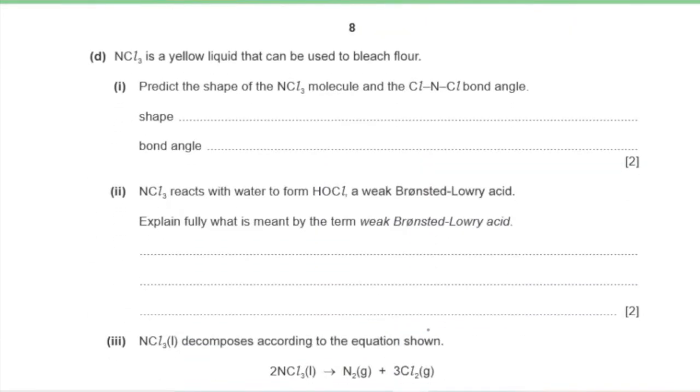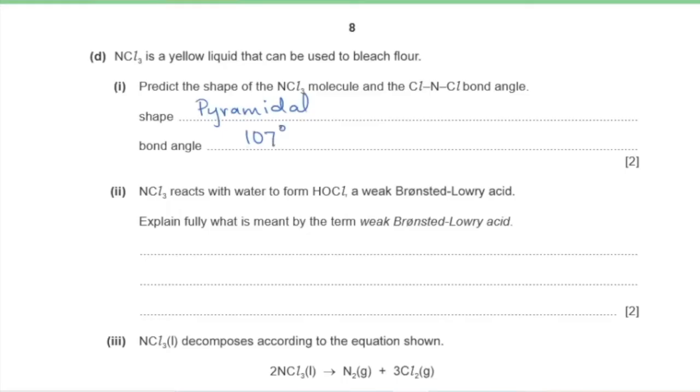Part D, NCl3 is a yellow liquid that can be used to bleach flour. Predict the shape of the NCl3 molecule and the Cl to N to Cl bond angle. Now, nitrogen has a lone pair of electrons after bonding to 3 chlorine atoms, just like the NH3 ammonia molecule. So NCl3 has a pyramidal shape and has a bond angle of 107 degrees.